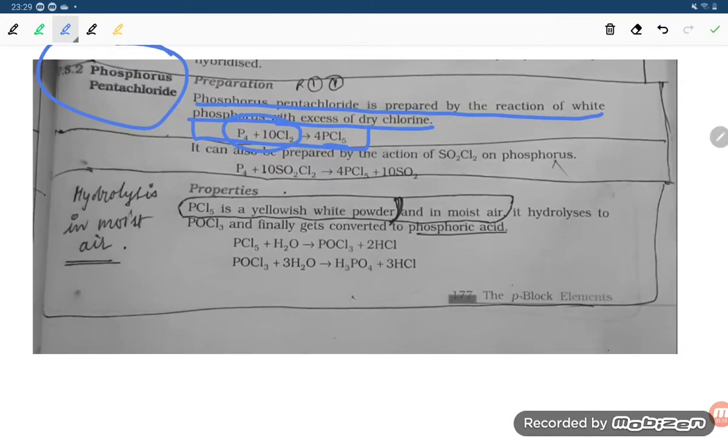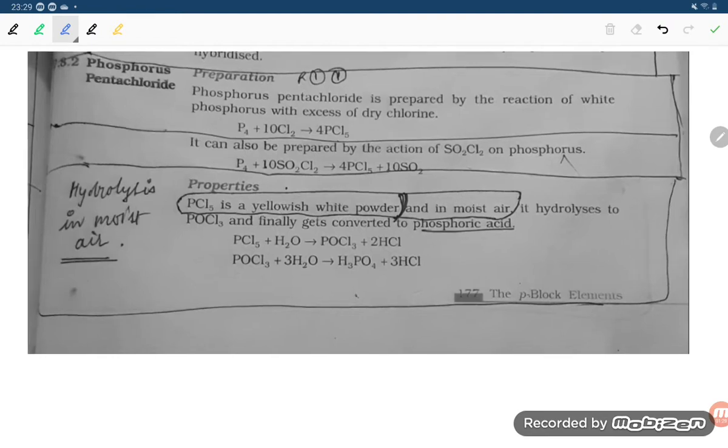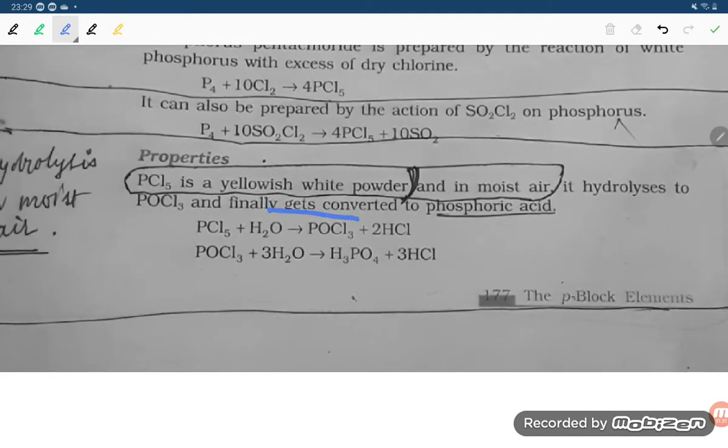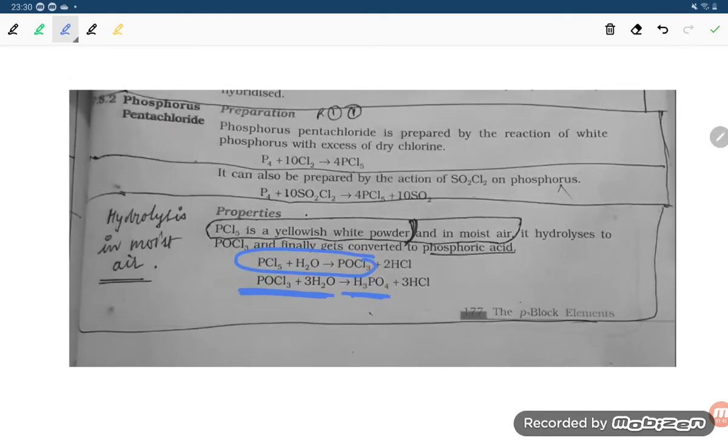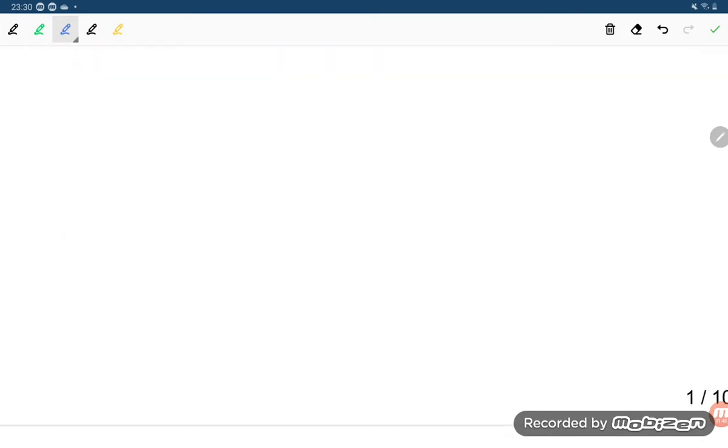PCl5 is a white powder, and in moist air it hydrolyzes to POCl3 and finally gets converted to phosphoric acid. Firstly it hydrolyzes to POCl3, and then POCl3 again reacts with water, giving phosphoric acid, H3PO4. So in moist air, it undergoes hydrolysis to phosphoric acid.